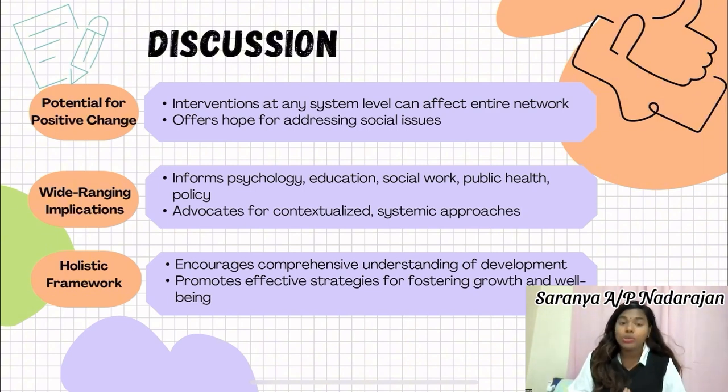For instance, to improve educational outcomes, we must address not only classroom practices but also family support, community resources, cultural attitudes, and socioeconomic factors. So in conclusion, Bronfenbrenner's ecological system theory provides a powerful framework for understanding human development and addressing complex societal challenges. It encourages us to consider the intricate web of influences that shape lives, leading to more effective and sustainable strategies for promoting positive outcomes.